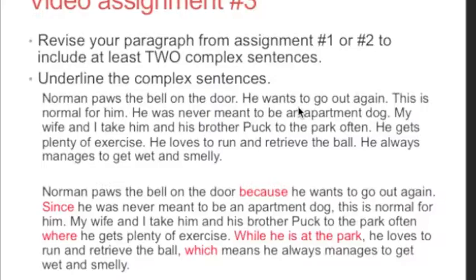Okay, so I have highlighted in red the words that are creating these dependent clauses and in turn creating complex sentences. So if you look at the first 2 sentences I've written in the original paragraph, we have Norman paws the bell on the door. He wants to go out again. Clearly there's a relationship there. He's pawing the bell on the door because he wants to go out again. So all I did was add the word because.